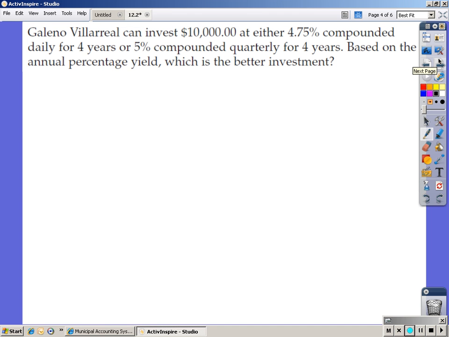Now, next example. Galeno can invest $10,000 at either 4.75% compounded daily for 4 years or 5% compounded quarterly for 4 years. Based on the annual percentage yield, which is the better investment? Okay.